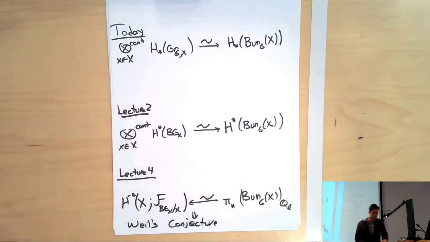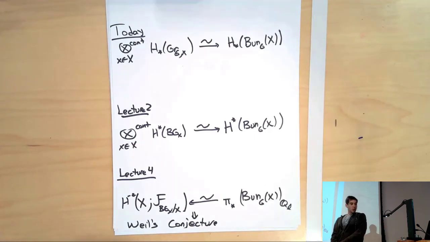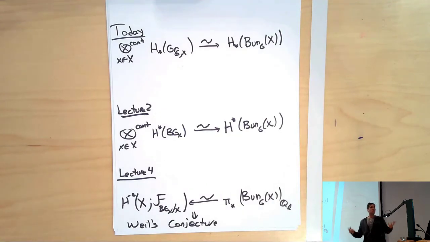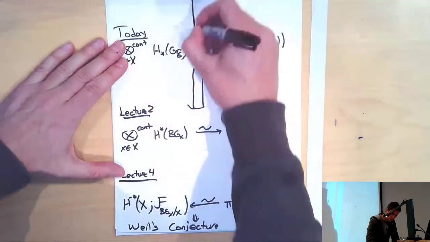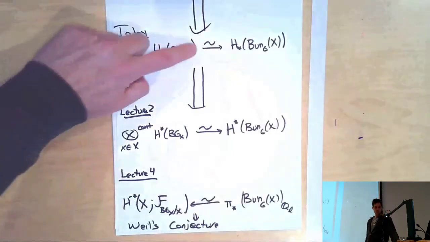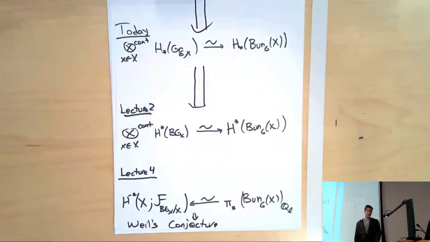In other words, this final statement has numerical consequences. So I want to say a little bit about how these statements are related. The proof that we give of Weil's conjecture proceeds by, well, first we prove the first statement. That's sort of what I did today.